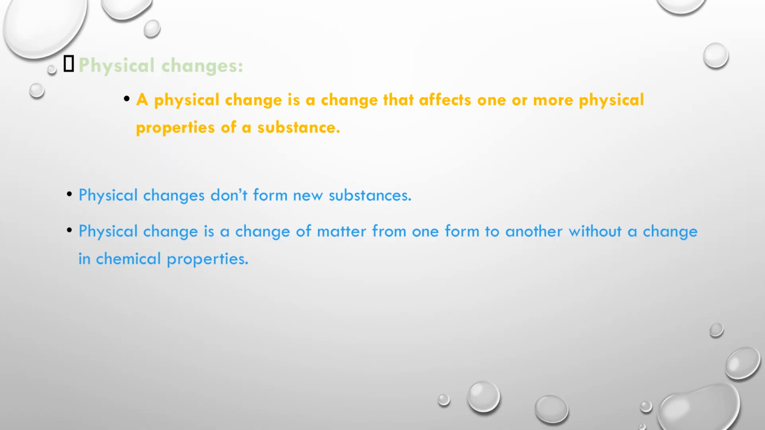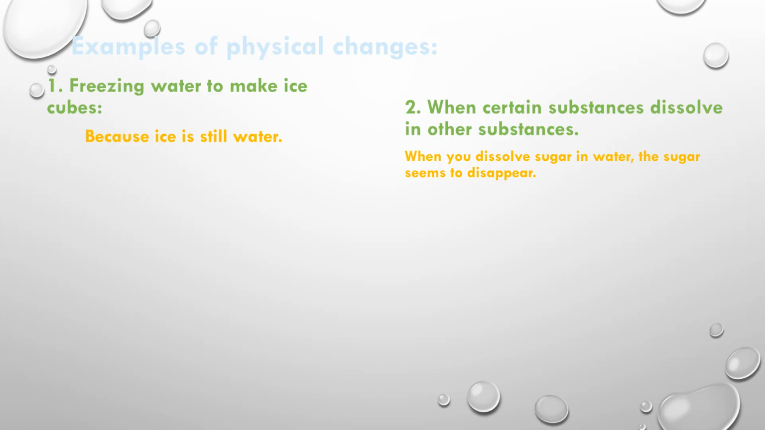Physical changes affect one or more physical properties of a substance without altering its chemical identity. These changes do not form new substances. Examples of physical changes include freezing water into ice cubes, as ice is still water, and dissolving sugar in water, where the sugar seems to disappear but remains sugar.